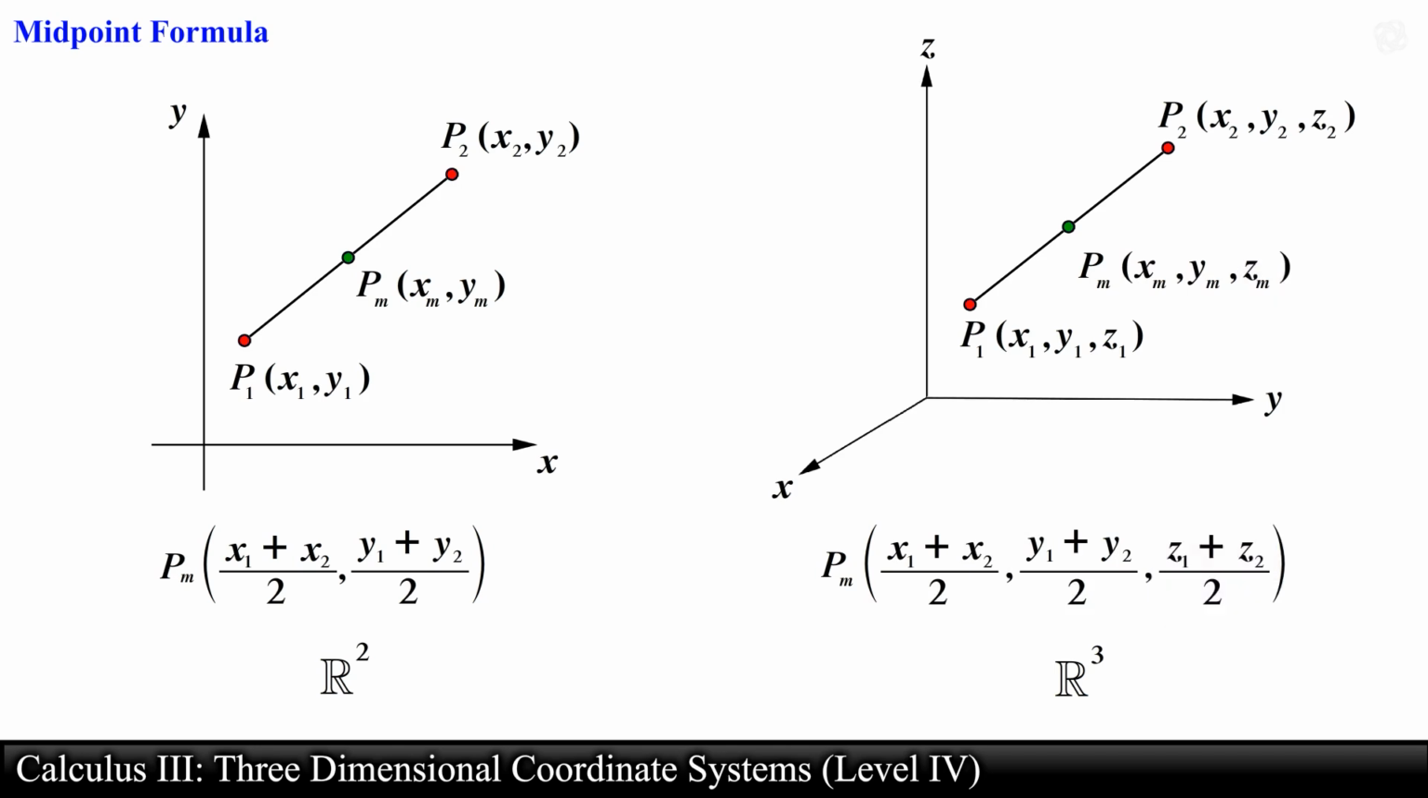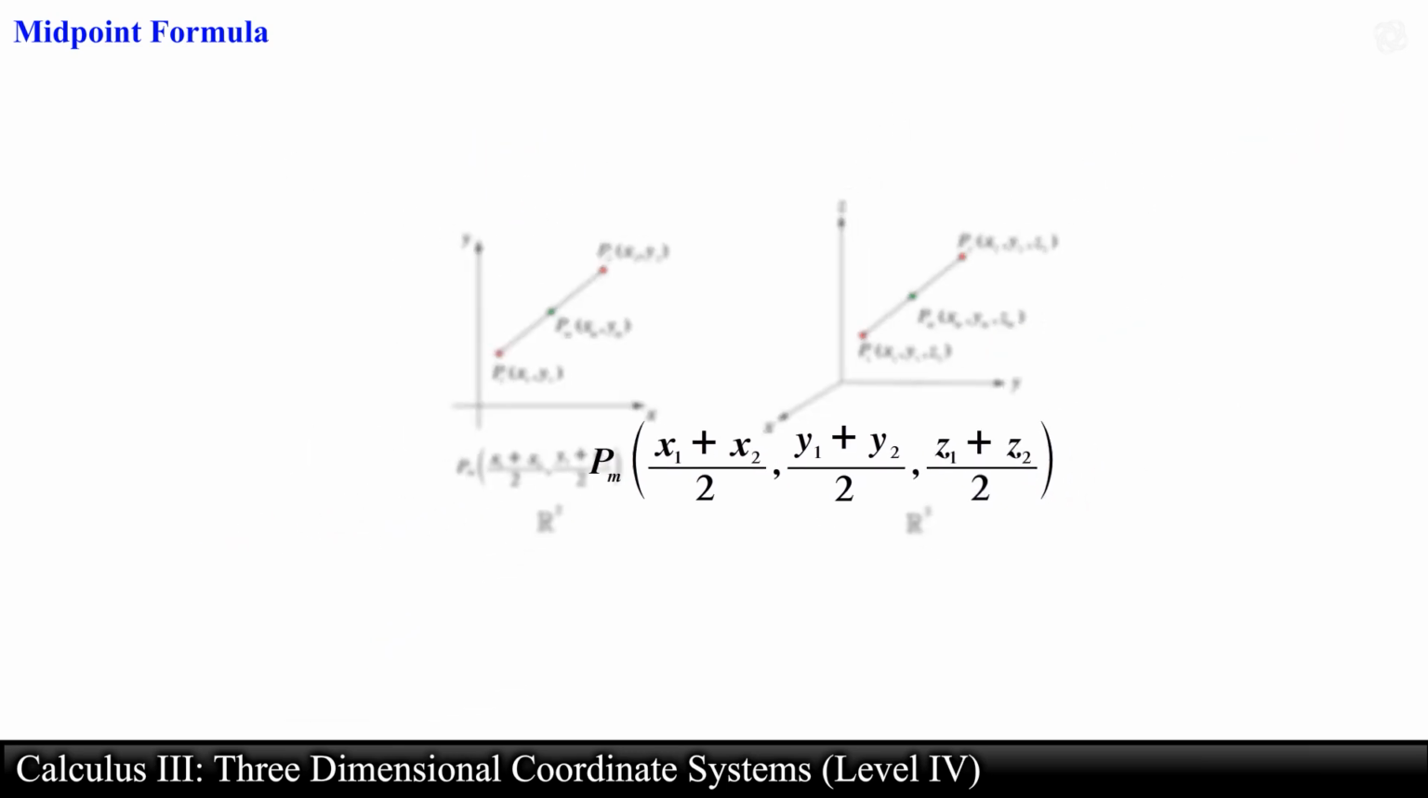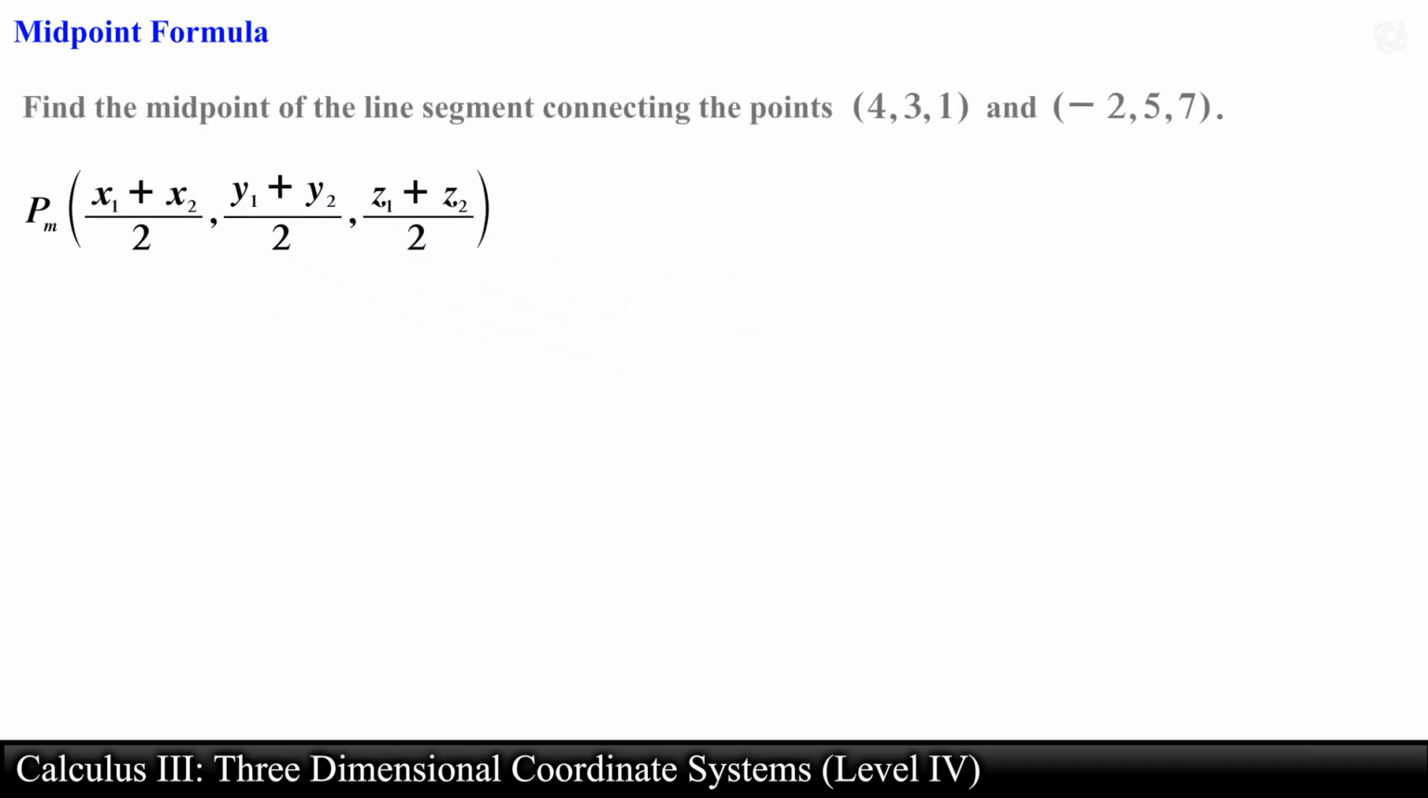Notice how we included a new variable. In this case, we included the variable z. For the most part, many of the equations that you were introduced to in your previous math classes can be extended to 3 dimensions by just including this additional variable z. Let's go over an example. Find the midpoint of the line segment connecting the points 4, 3, 1 and negative 2, 5, 7.